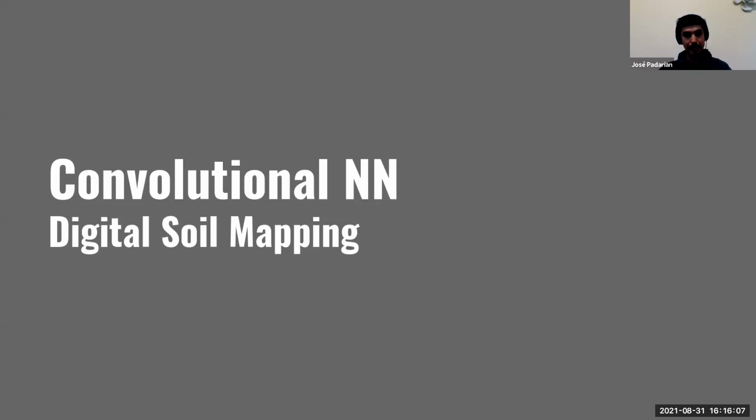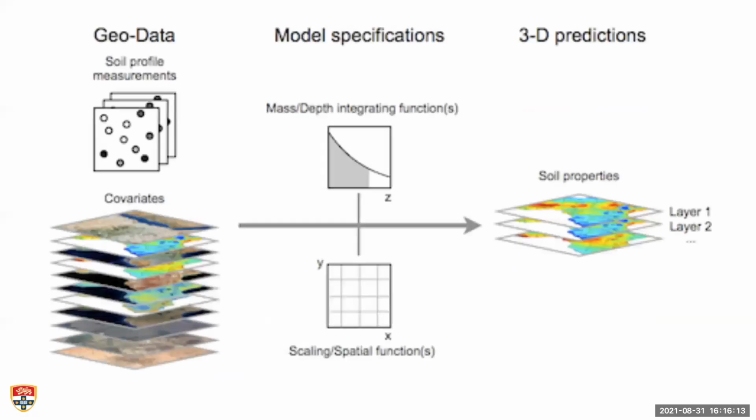So the next example I'm going to show you is also convolutional neural networks, but in this case in the context of digital soil mapping. Sorry for the resolution of that image. It looks a bit better on my computer.